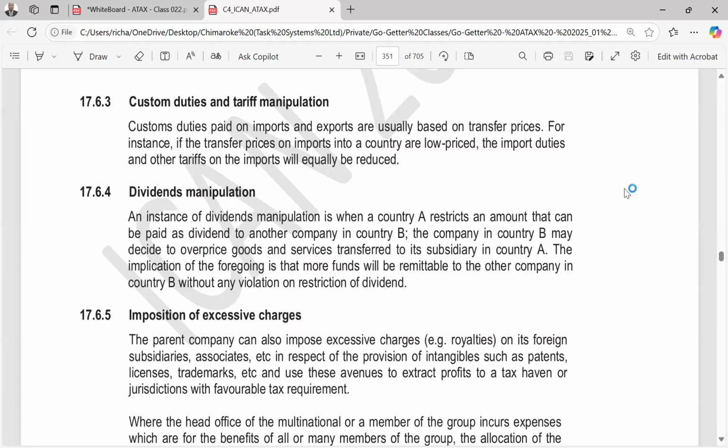And so B may overprice their goods, so that the overpricing is done in such a way that you have not violated any dividend law, and so you are still going to get paid.